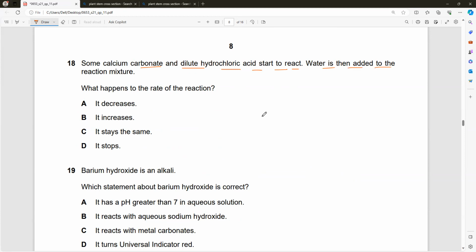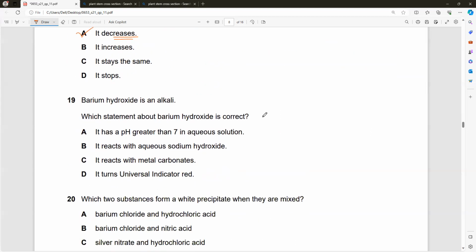Water is then added to the reaction mixture. What happens to the rate of reaction? Increases, decreases, or remains constant? Anywhere water is added, it leads to dilution, so the rate of reaction decreases. So whenever water is added, please remember, it leads to dilution, so the rate of reaction is going to come down. It decreases.